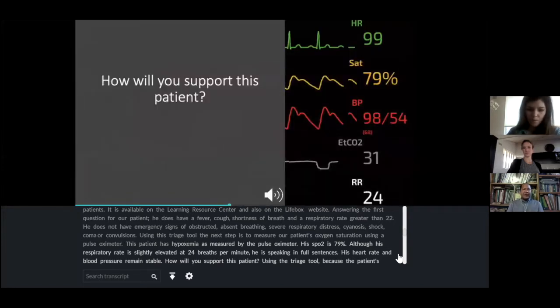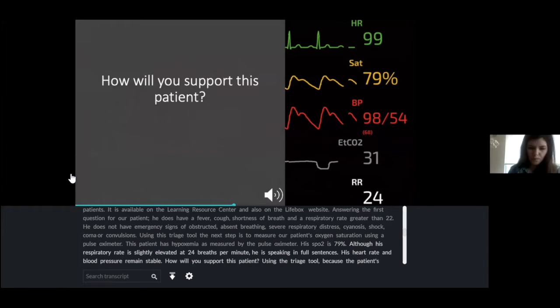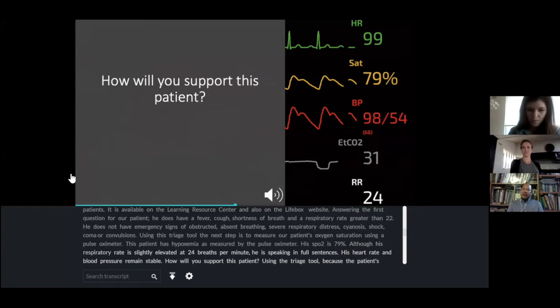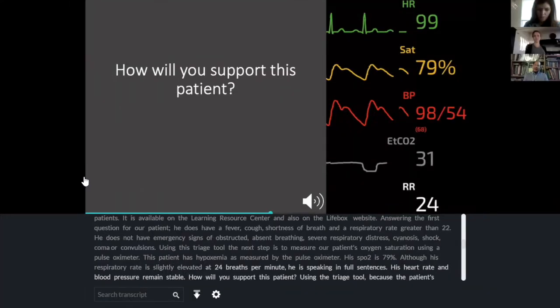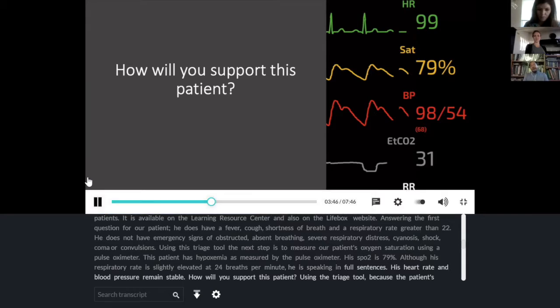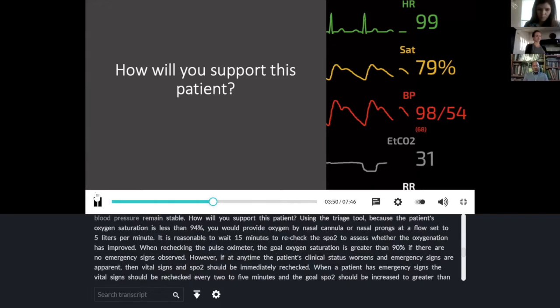This patient has hypoxemia, as measured by the pulse oximeter. His SpO2 is 79%. Although his respiratory rate is slightly elevated at 24 breaths per minute, he is speaking in full sentences. His heart rate and blood pressure remain stable.